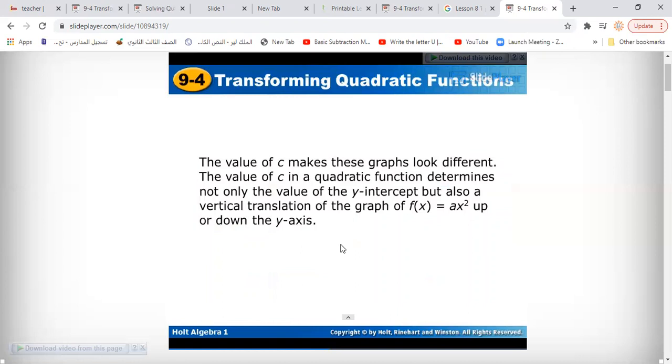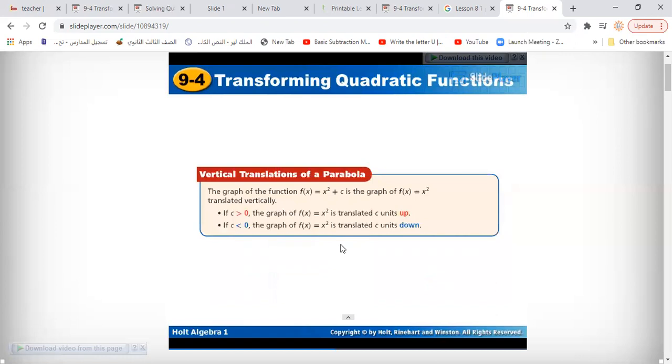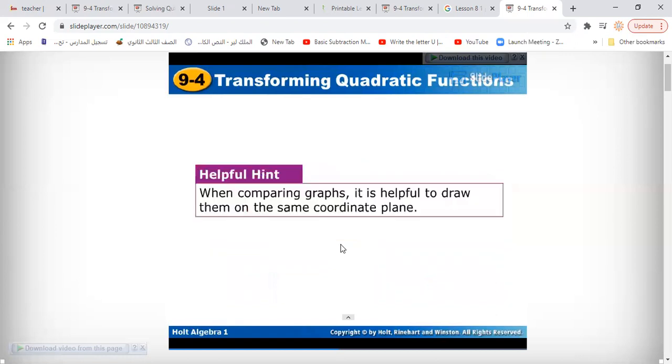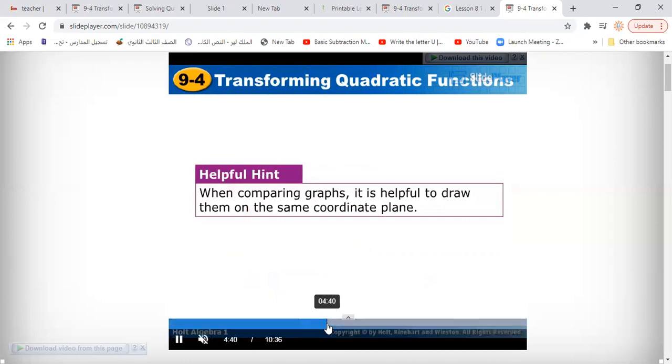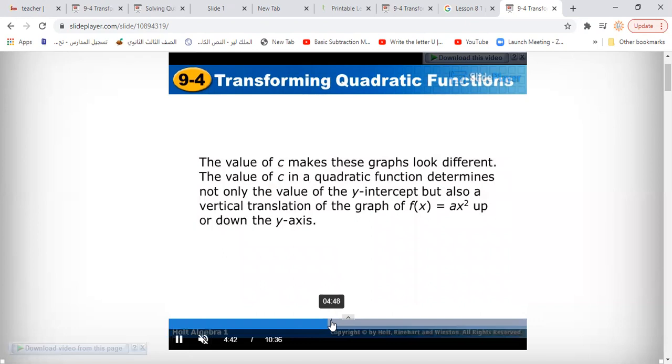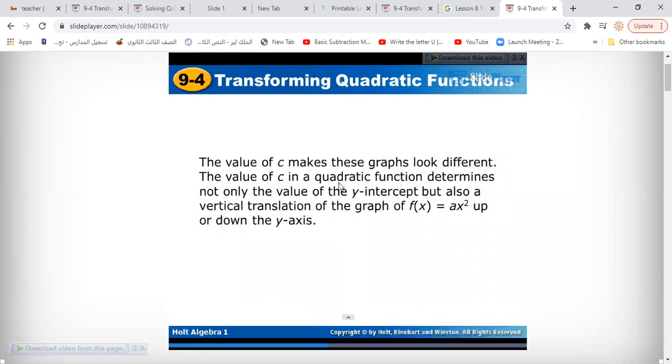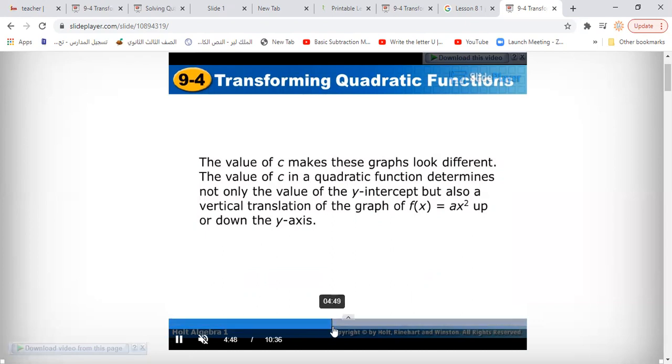The value of c in a quadratic function determines not only the value of the y-intercept, but also the vertical translation of the graph of f of x equal ax squared. The graph of the function f of x equal x squared plus c will show us if it's upward or downward of the y-axis.